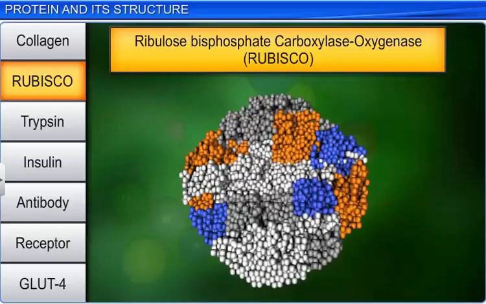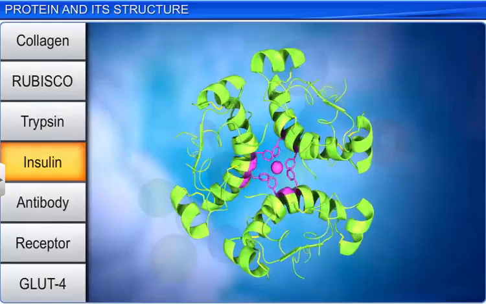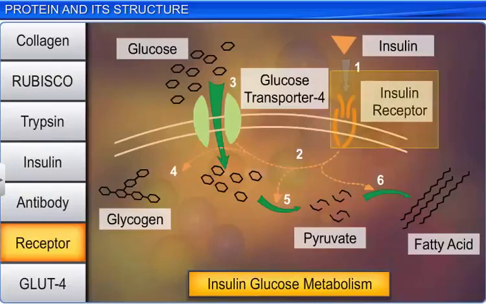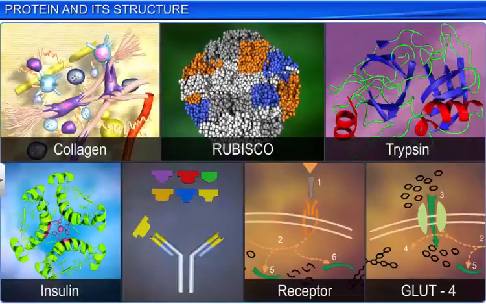Trypsin acts as an enzyme, and insulin acts as a hormone. Another protein called antibody helps fight infections. Receptor, another protein, helps in sensory reception, while glucose transporter 4 or GLUT4 helps in transporting glucose to the cells. In this manner, various proteins play a vital role for every living organism. The structure of these proteins is crucial in determining their functions.